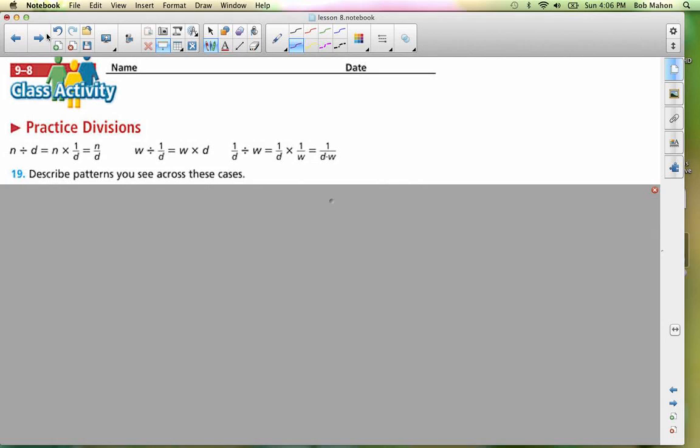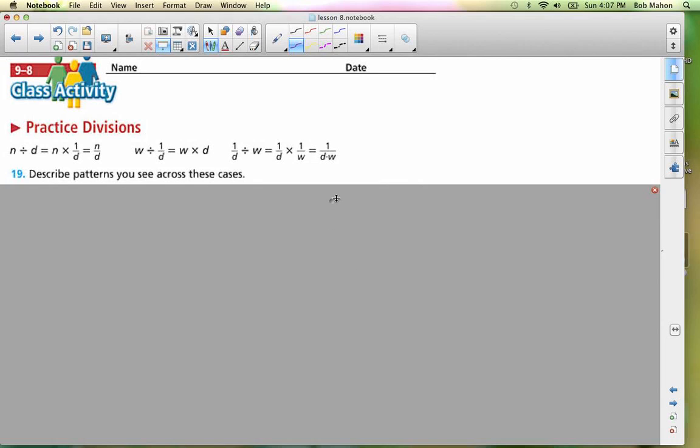Let's go over a few others. These are the patterns that you're going to see here. The numerator divided by the denominator is the same thing as saying the numerator times 1 over the denominator, which is the same thing as saying n over d. Okay? A whole number divided by a unit fraction is the same thing as saying the whole number times the denominator. Okay? A unit fraction divided by a whole number is the same thing as saying the unit fraction times 1 over that whole number.